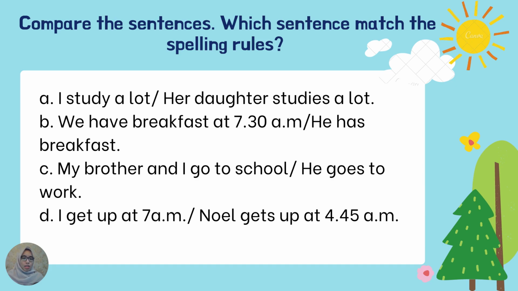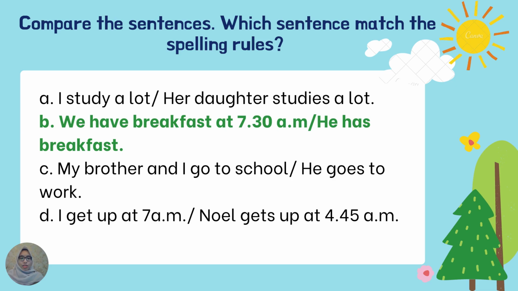So now lastly, look at these sentences and decide which sentence matches the spelling rules. The answer is B. We have breakfast at 7:30 a.m. He has breakfast. So as you can see, in the first sentence the subject is we, so the verb used is have. But in the second sentence, the subject is he, so the verb used is has.